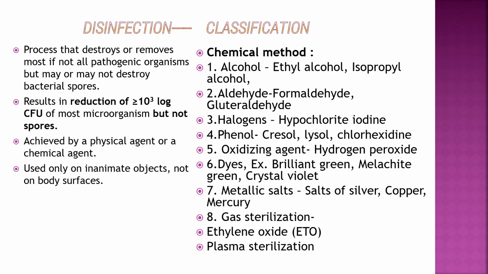The first type is the alcohol group, examples: ethyl alcohol, isopropyl alcohol. Aldehydes: formaldehyde, glutaraldehyde. Halogens: iodine, chlorine. Phenols: cresol, lysol, chlorhexidine. Oxidizing agents: hydrogen peroxide. Dyes: malachite green, crystal violet. Metallic salts of silver, copper, mercury. Gas sterilization by ETO, ethylene oxide, or plasma sterilization.